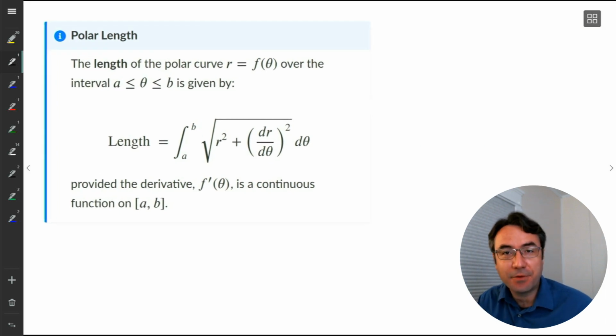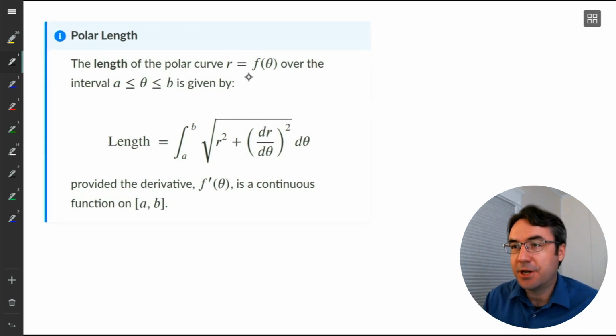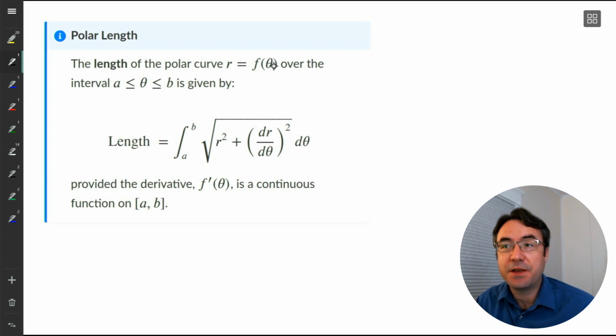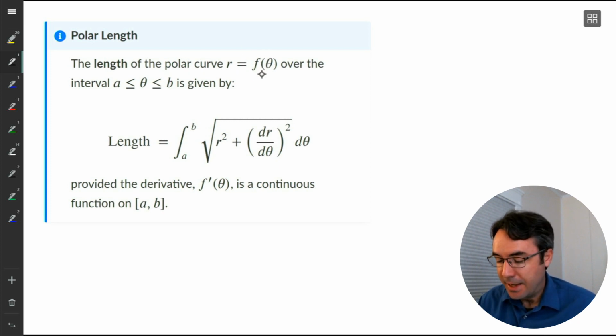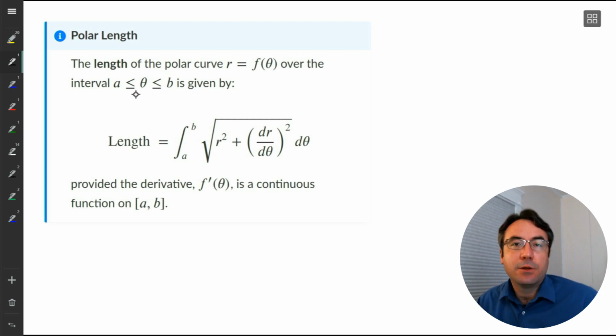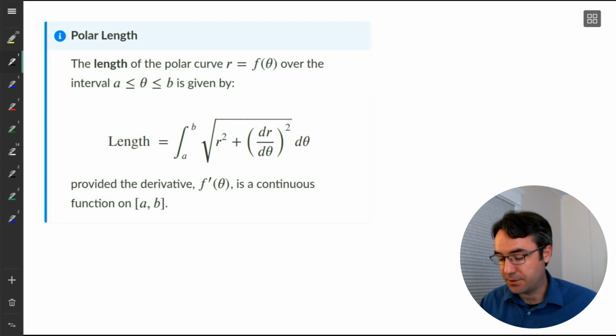All right, so the length of a polar curve, and it's going to be written in the form r equals a function of theta. And this will be over some, possibly specified interval. So we're looking at the length of a polar curve in the form r equal to a function of theta, where we're going to be looking at this length over an interval of theta. So theta might be between a and b. All right, so what is the formula?